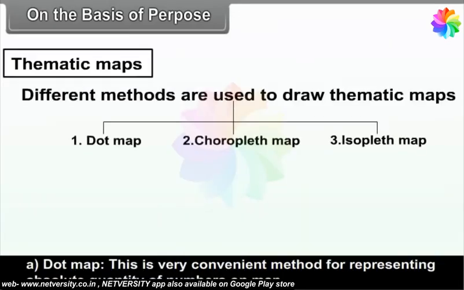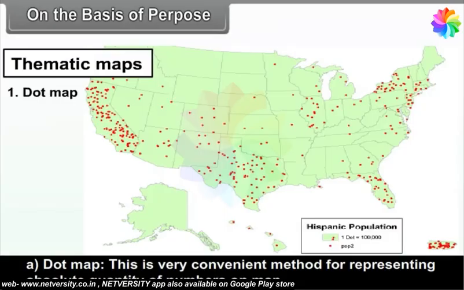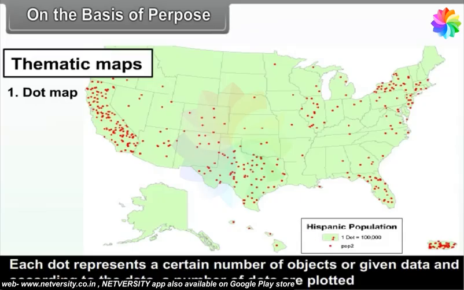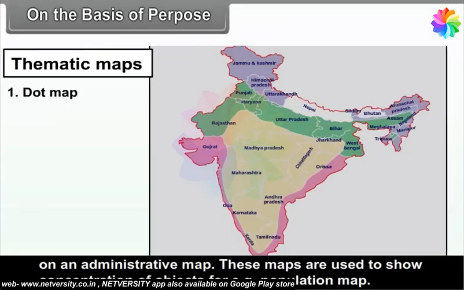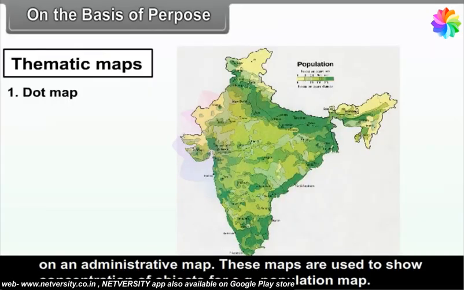Different methods are used to draw thematic maps. Dot map. This is a very convenient method for representing absolute quantity or numbers on a map. Each dot represents a certain number of objects or given data, and according to the data, a number of dots are plotted on an administrative map. These maps are used to show concentration of objects. For example, population map.